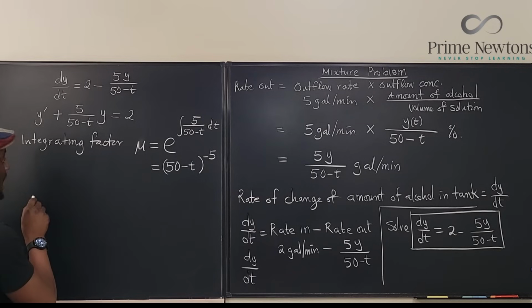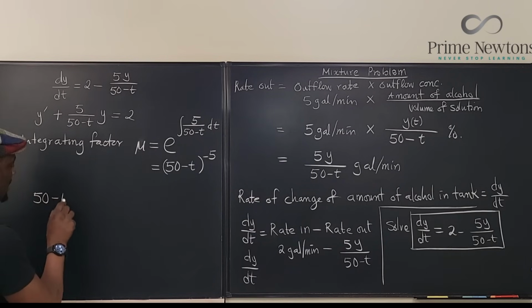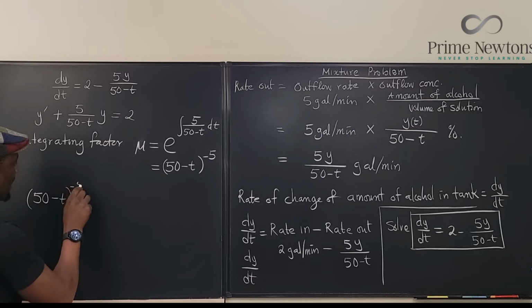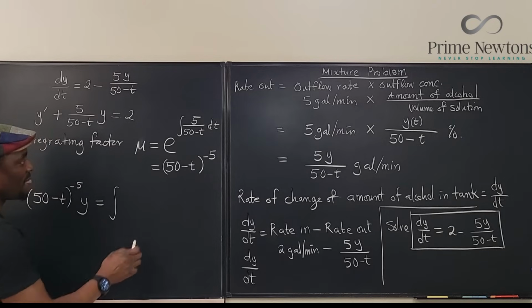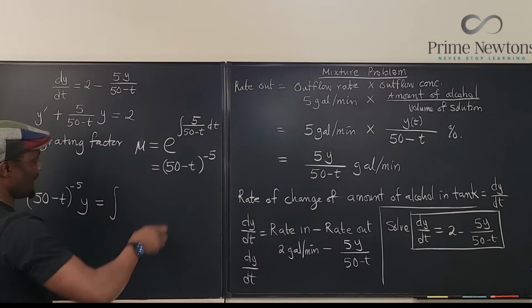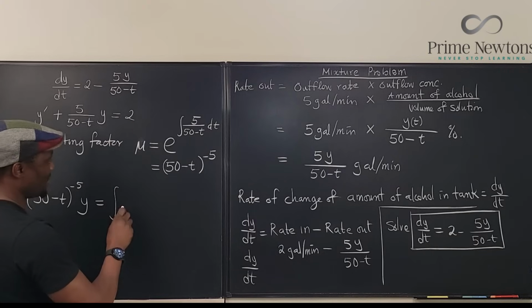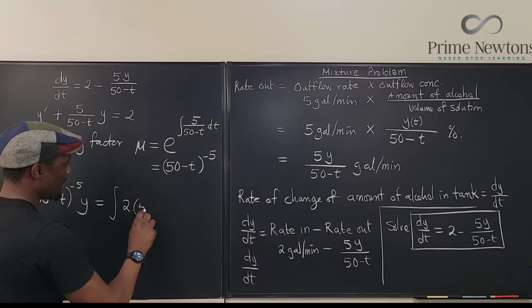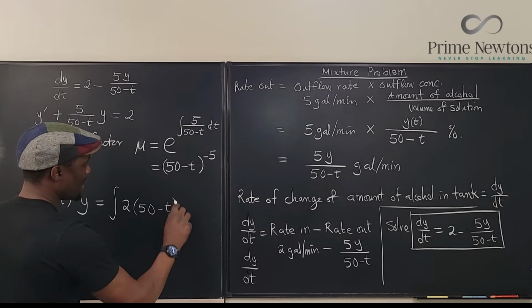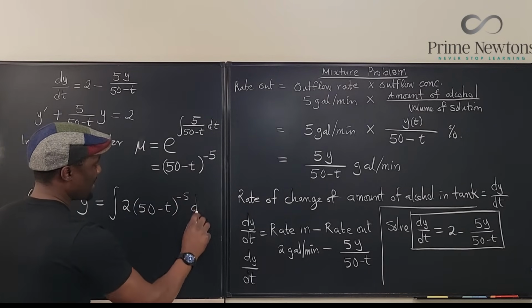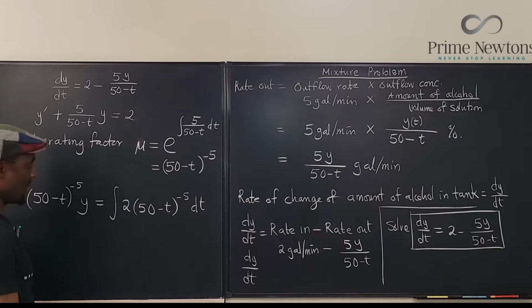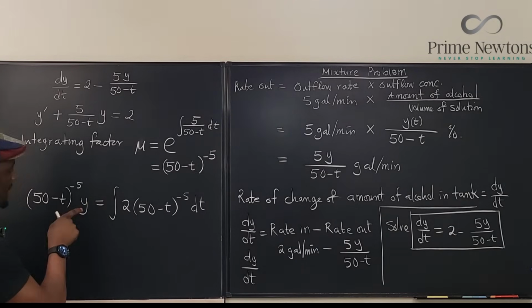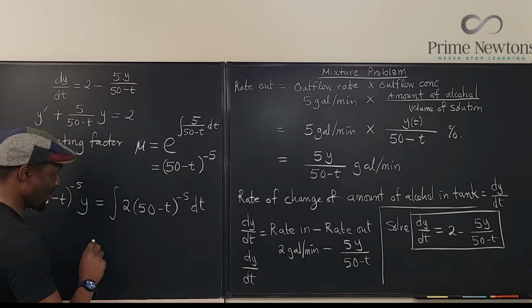So it's going to be y. It's going to be 50 minus t raised to negative 5 times y. That will be equal to the integral of this multiplied by this. This is the right-hand side, so it's going to be 2 times 50 minus t raised to power negative 5 dt. You just use the integrating factor to multiply the right-hand side, and you integrate it, and you keep the product of this and this on the left-hand side. That's it. There's no more work.